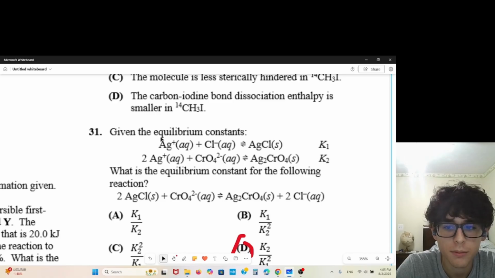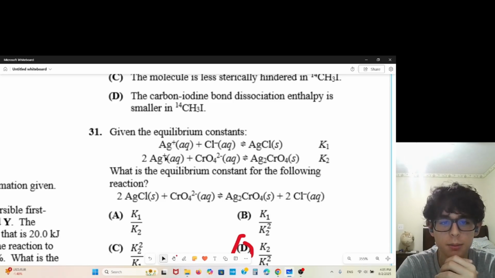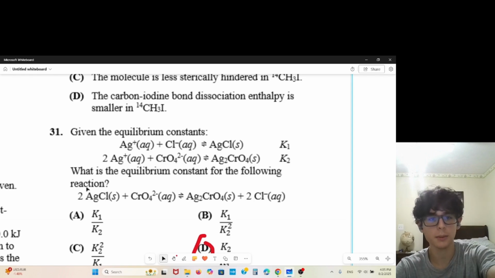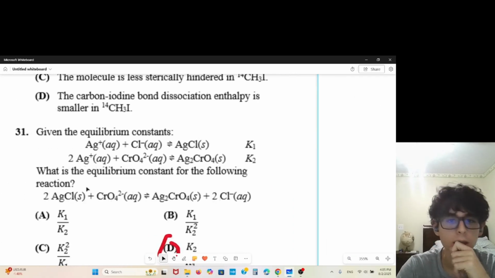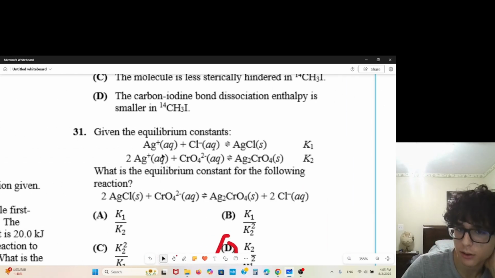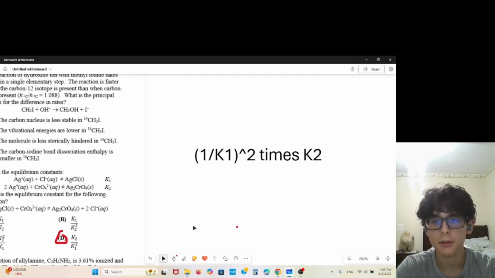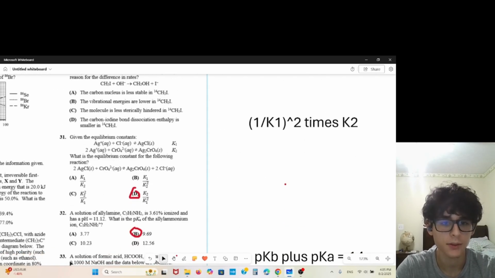basically two reactions trying to make the third one. So we have two AgCl here. We got the AgCl on the left, so we do 1 over K1 and multiply it by 2. So we multiply the AgCl by 2, so we get a square. And of course, that's not it because we also have to add the second reaction. Stuff is going to cancel out. So 1 over K1 squared times K2 gives us D. Okay.